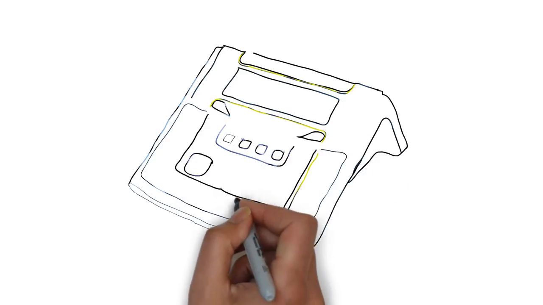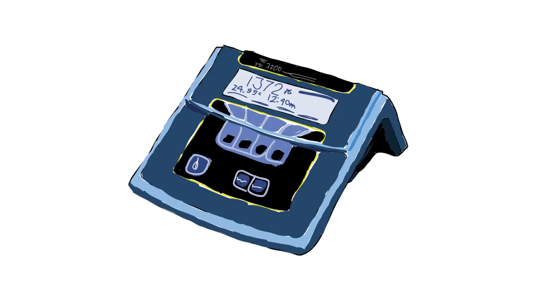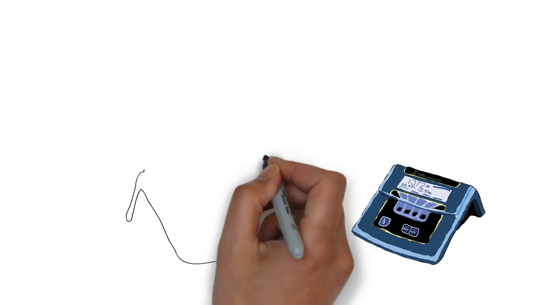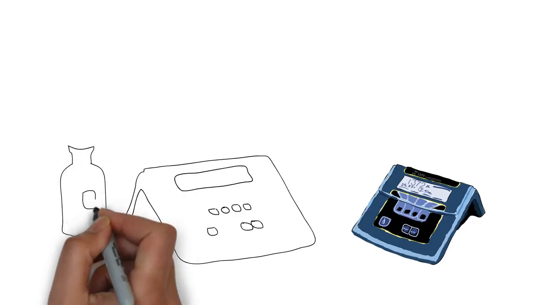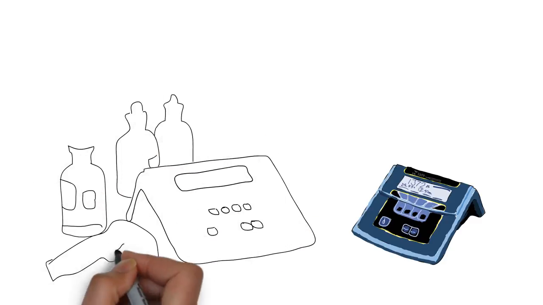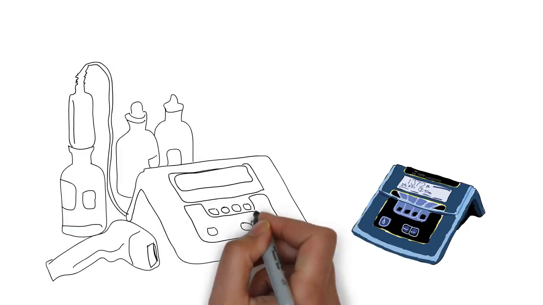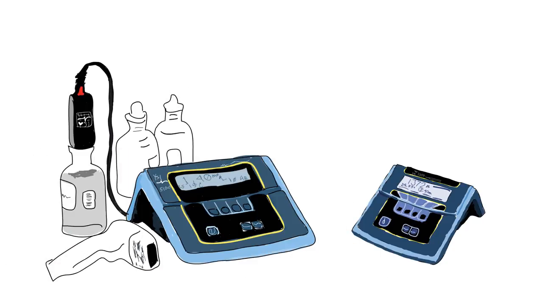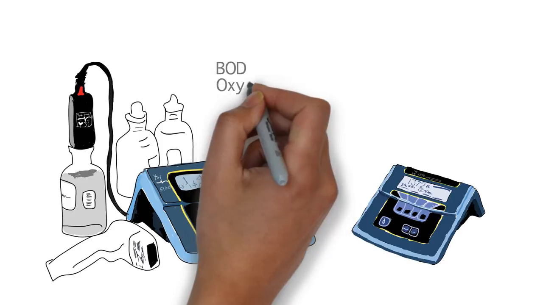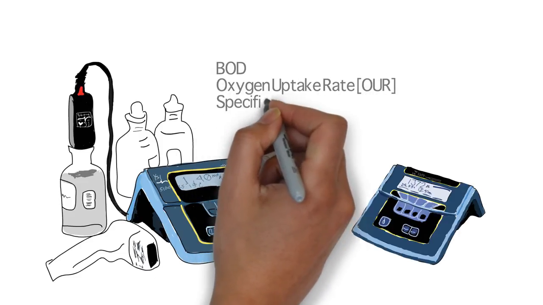The 3200 conductivity instrument allows for multi-point calibration and nonlinear temperature compensation curve calibration, plus other advanced features, while our 5100 DO instruments with self-stirring electrochemical BOD probes yield reliable dissolved oxygen measurements to determine BOD, oxygen uptake rate, and specific oxygen uptake rate.